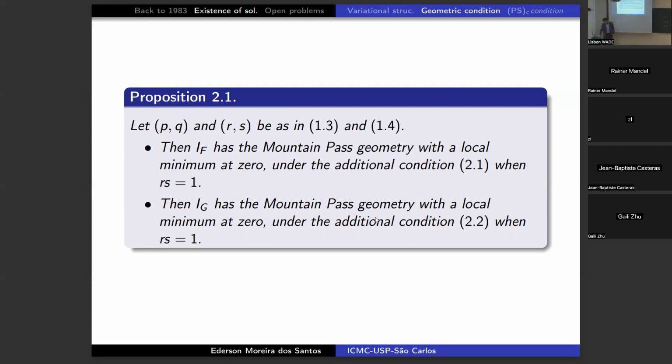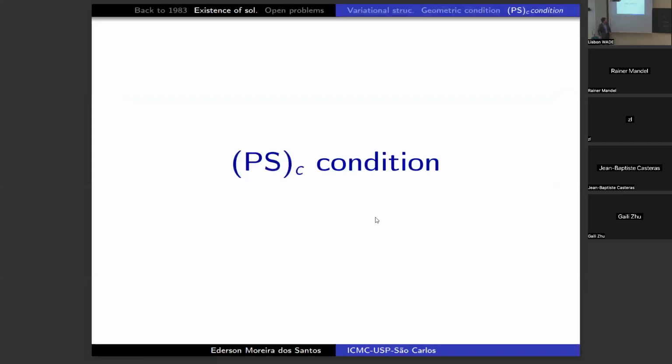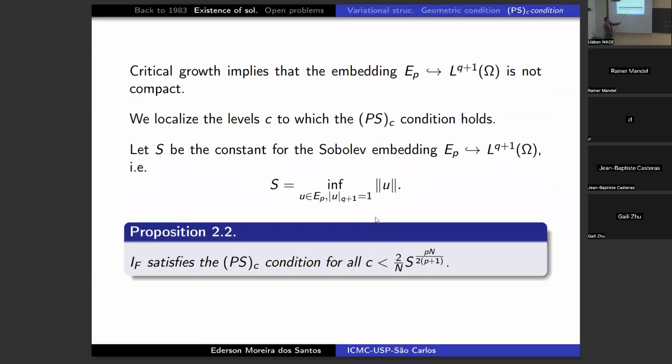So we localize the range of values where we have compactness, and then we must show, as is standard since Brezis 30 or 40 years ago, that the mountain pass level is in the region where we have compactness. So this is very standard, no new arguments, but very delicate estimates. We have to localize the levels where we have the PS condition, as in Brezis-Nirenberg.